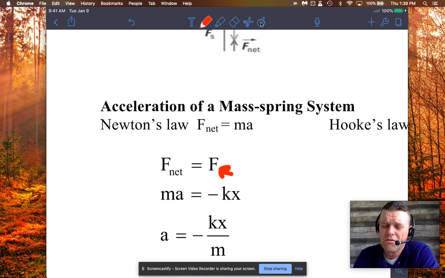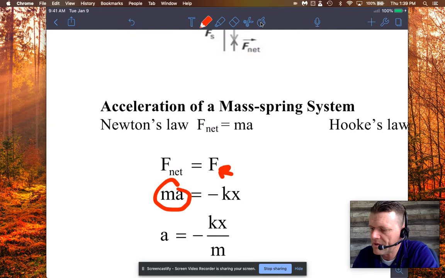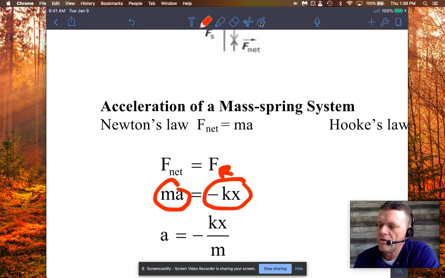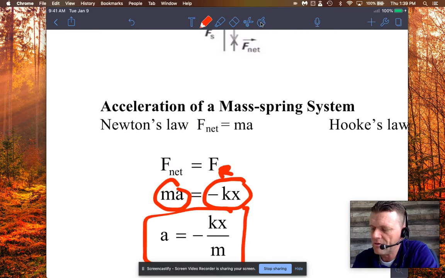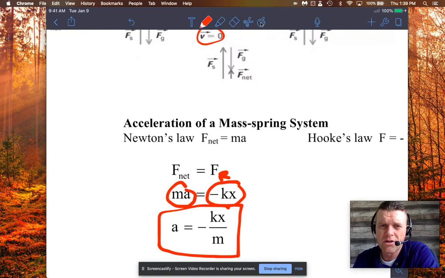And this isn't on your formula sheet, but both of these are mass times acceleration and negative kx. So if we're looking to solve for the rate of acceleration, it's a really simple derivation. It just means that a is equal to negative kx over m. As soon as you recognize that, and I'm going to give you a lot of practice problems that will get you to see this, if you need to solve for acceleration, this is the formula that will do it.